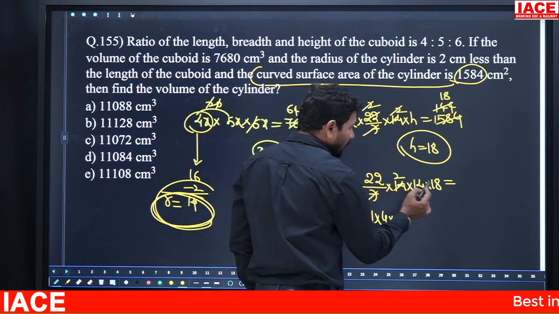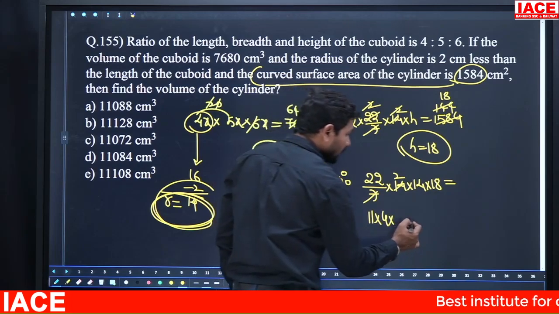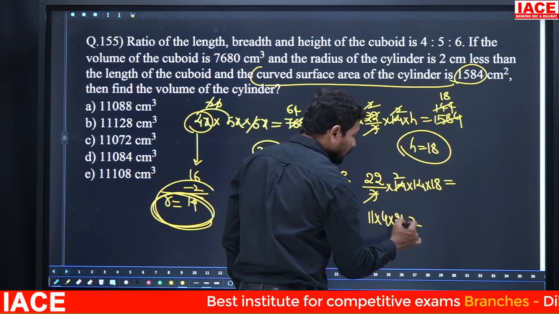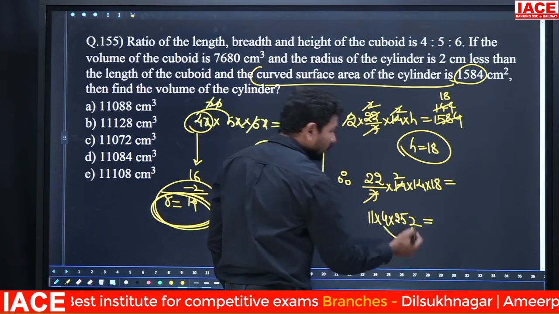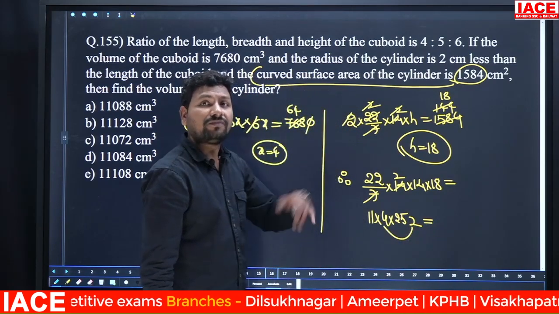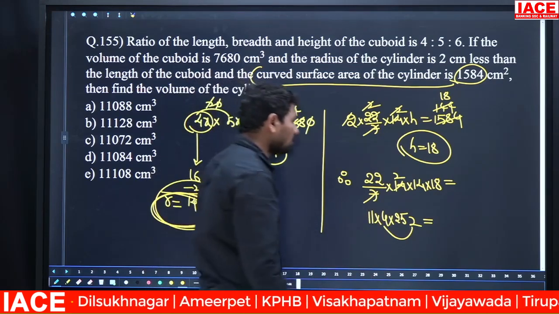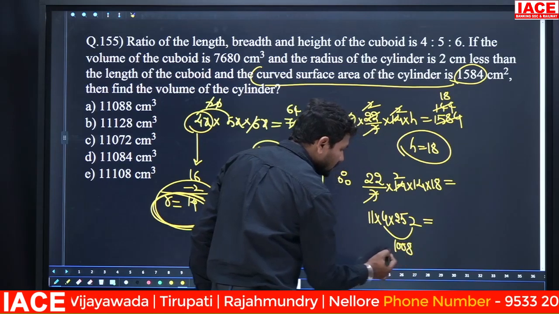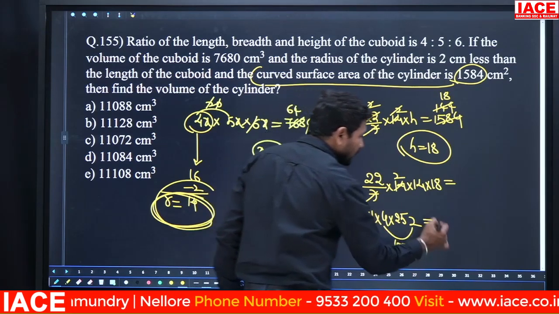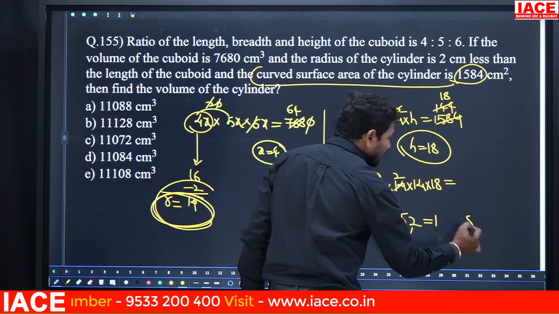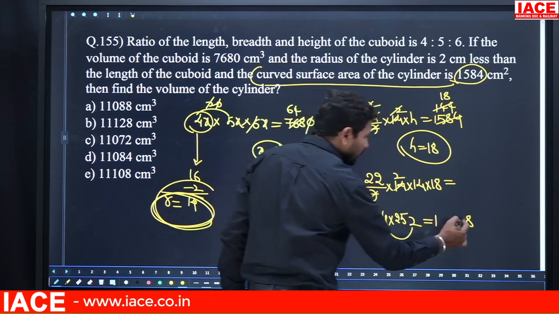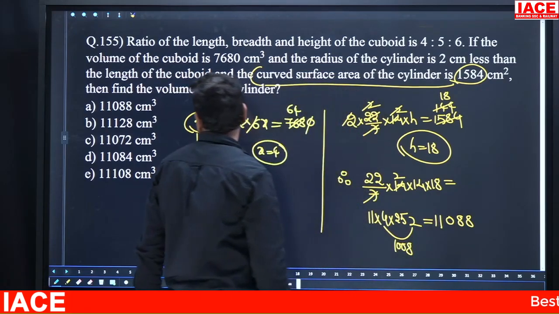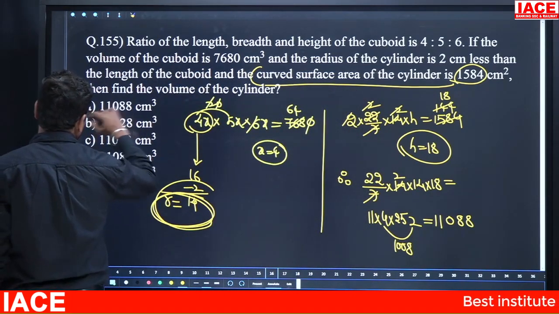Okay, here 18 4s is 72, carry forward is 7, 18 1s 18, 18 plus 7 is 25, so 252. This 252 is multiplying with 4. 4 2s is 8, 4 5s is 20, 4 2s is 8 plus 2 is 10, so it is 1008. This 1008 is multiplied with 11. Then it becomes 11 into 8, 88, and 11 into 0 is 0 plus 88, 11 1s 11. It becomes what? 11088. 11088 means option A.